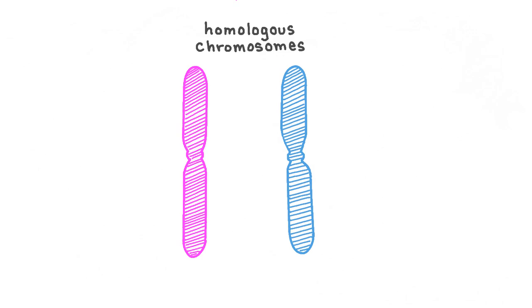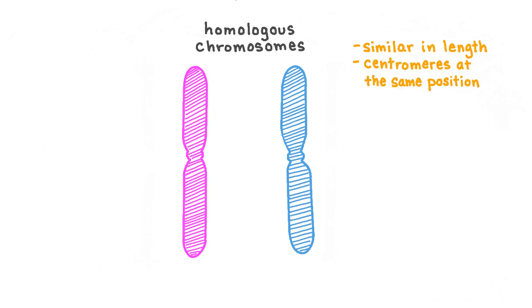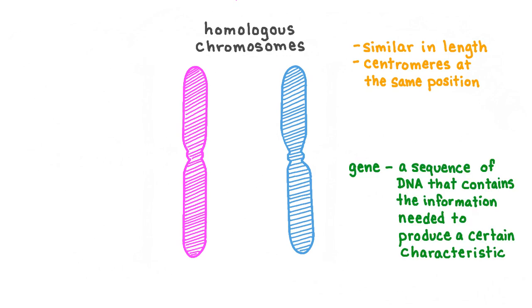Let's take a closer look at a pair of homologous chromosomes. As you can see, the two chromosomes that make up a homologous pair are similar in length. They also both have their centromeres in the same position. We know that chromosomes carry stretches of DNA called genes, which determine the characteristics of an individual. Each chromosome can carry hundreds of genes, depending on their size.